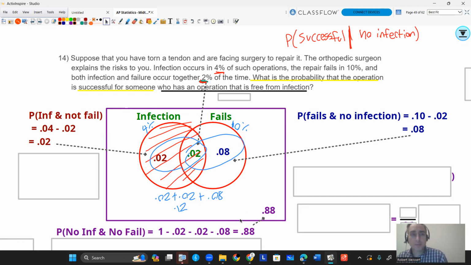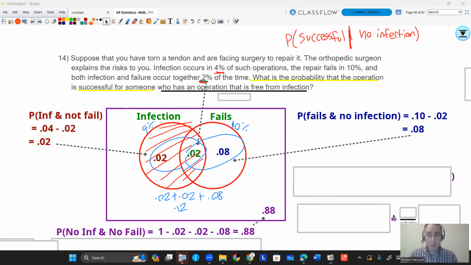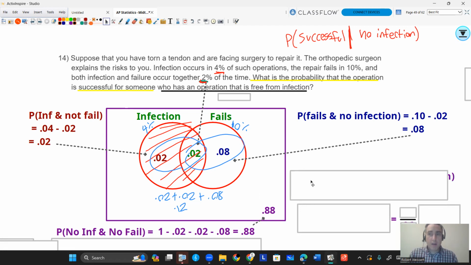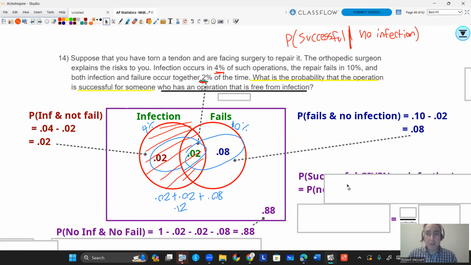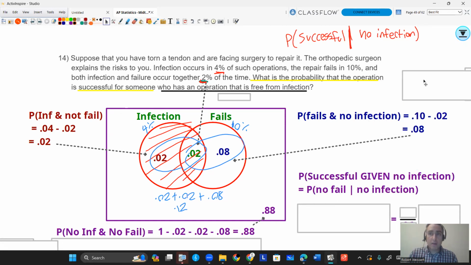Now we can answer the question, okay? We've gone through and gotten everything, but in terms of what the question's actually asking, let me go down here and think about what the question wants. The question wants to know what's the probability that the operation is successful for someone who has an operation that is free from infection. So this is the conditional statement. That's what I wrote up here originally. Successful given no infection. Now we have to set it up with numbers, okay?